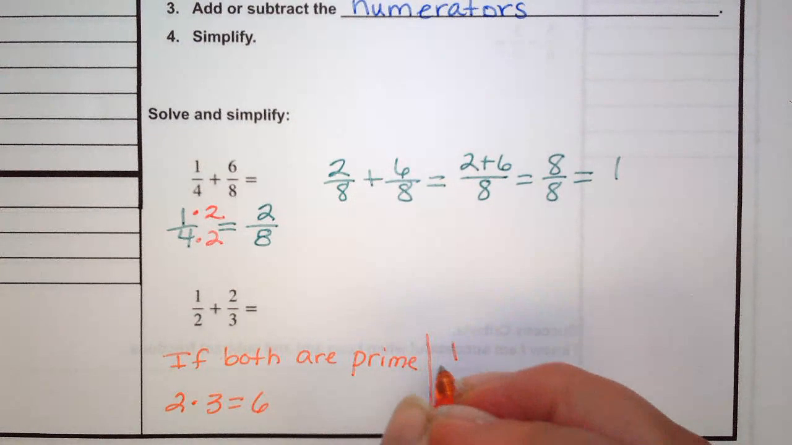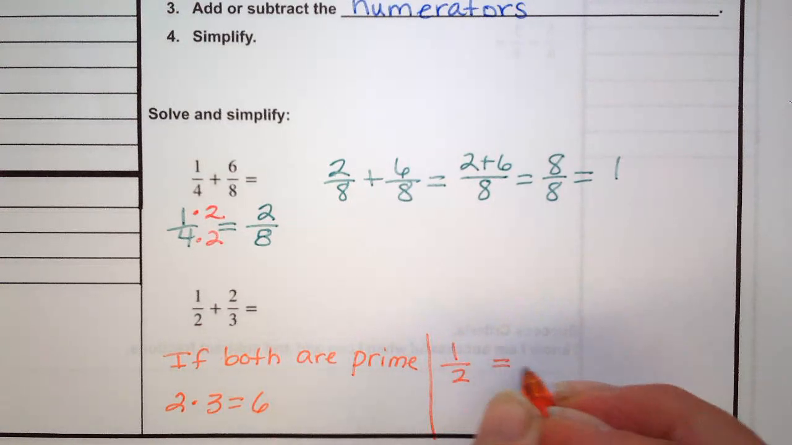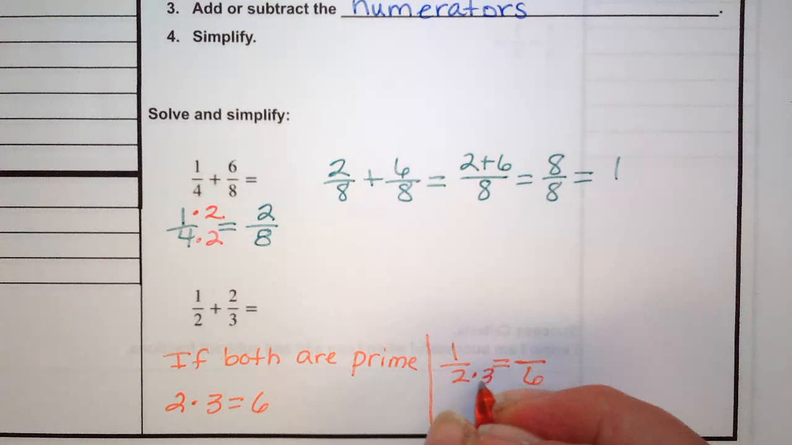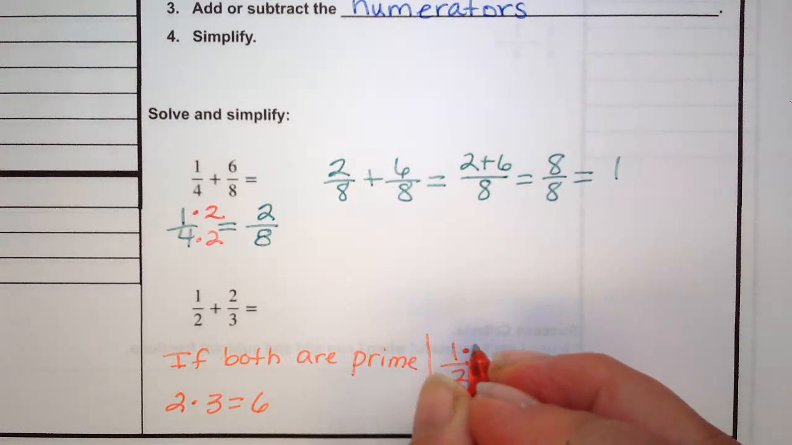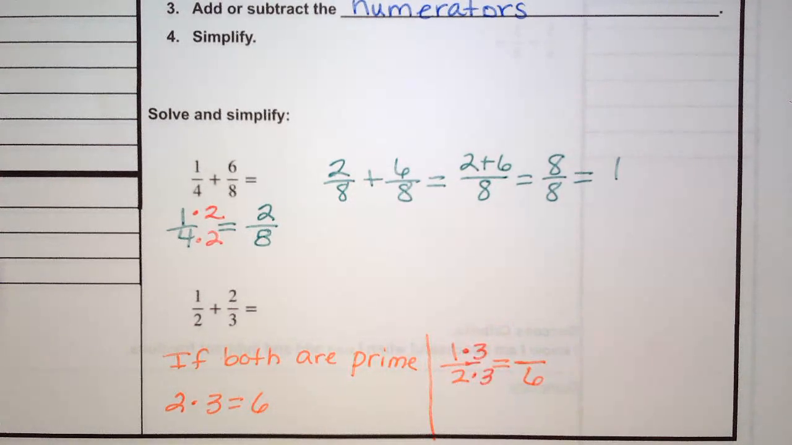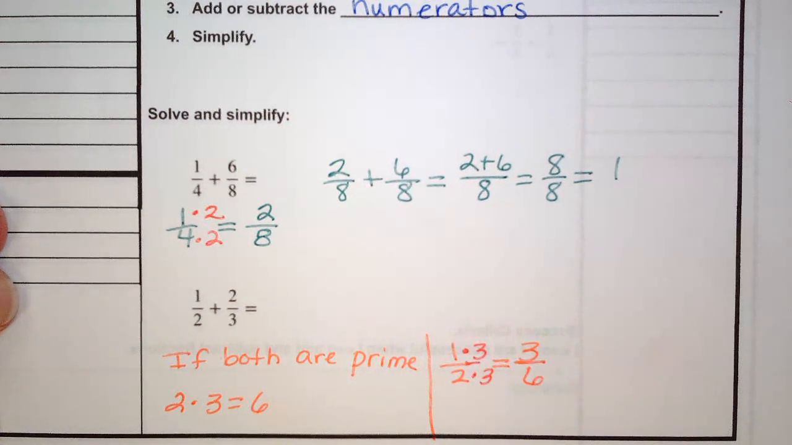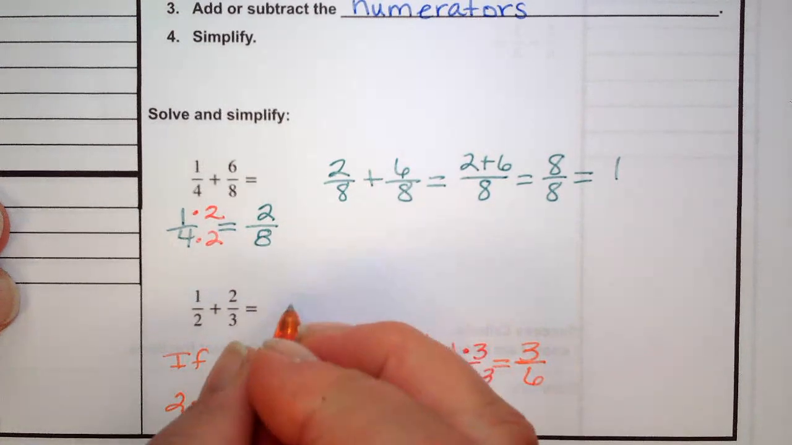So 1 over 2 is equal to what over 6? Well, 2 times what is 6? 2 times 3 is 6. 1 times 3 is 3. So 3 over 6 is equal to 1/2.